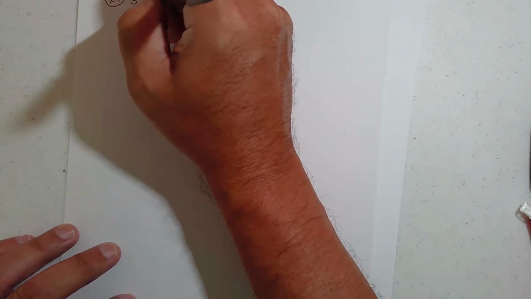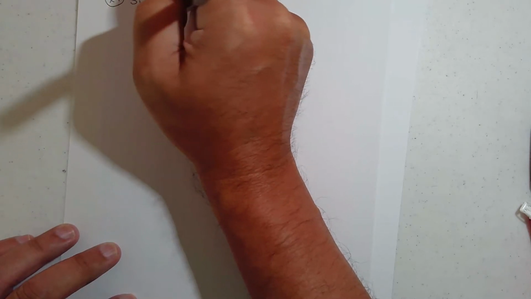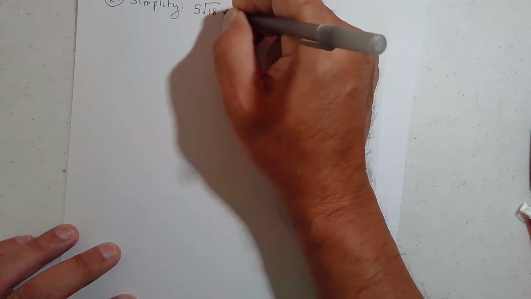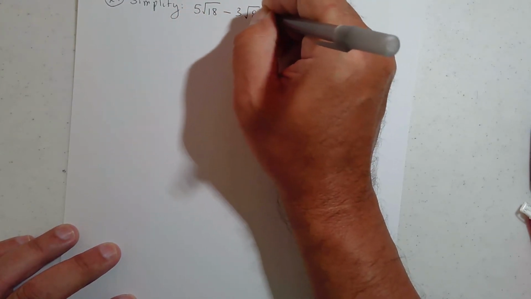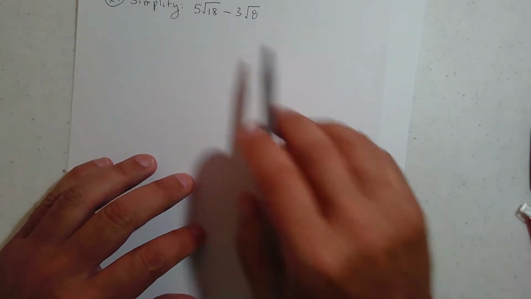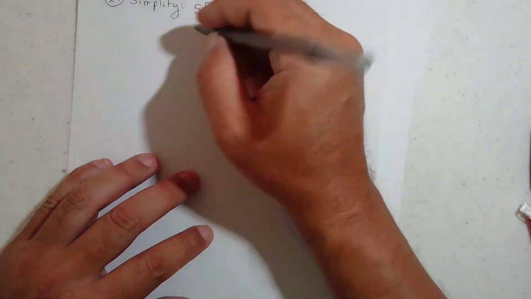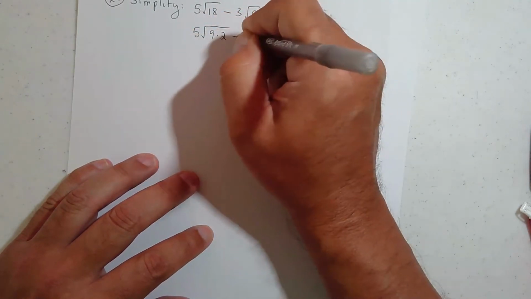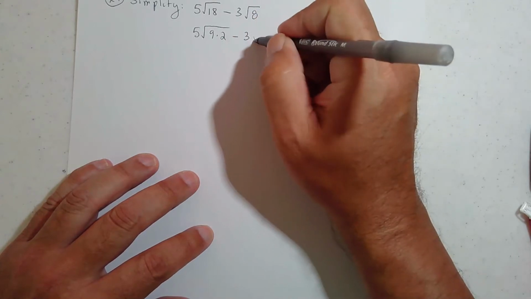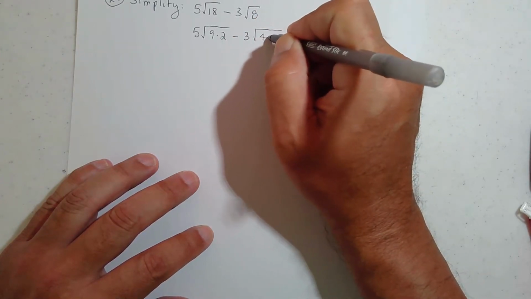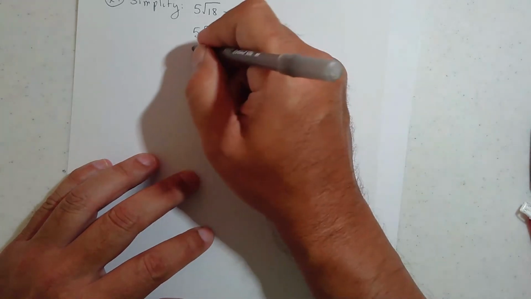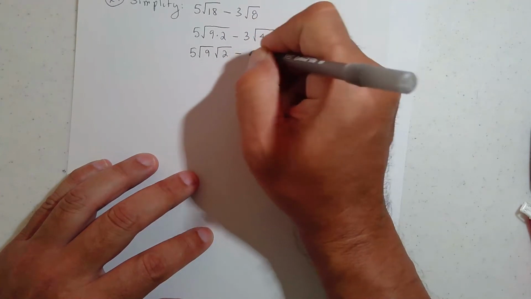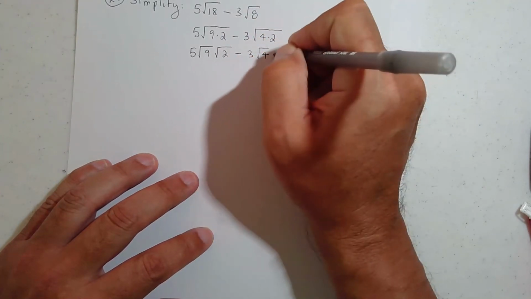So we want to simplify. Okay, so the biggest perfect square that's a factor of 18 is 9, and the perfect square that's a factor of 8 is 4. So we break this up into 5 square root of 9, square root of 2, minus 3 square root of 4, square root of 2.